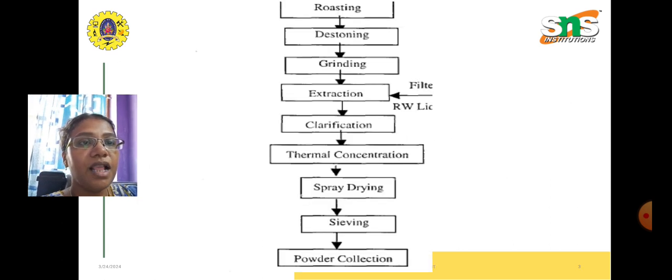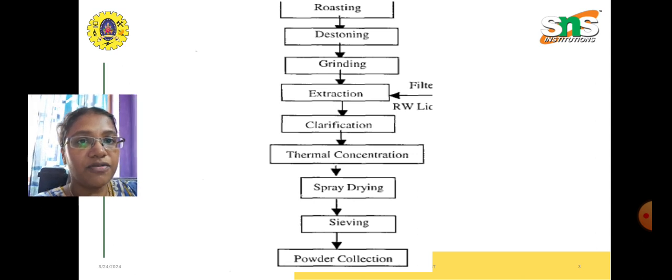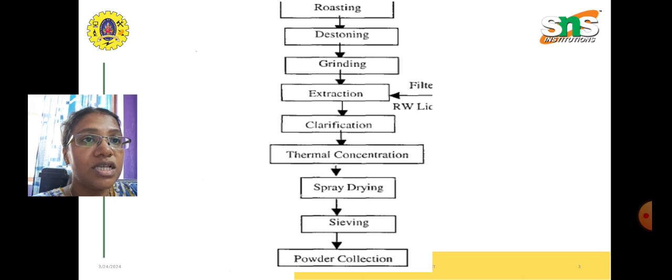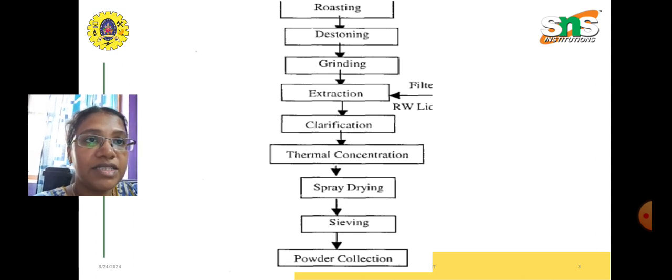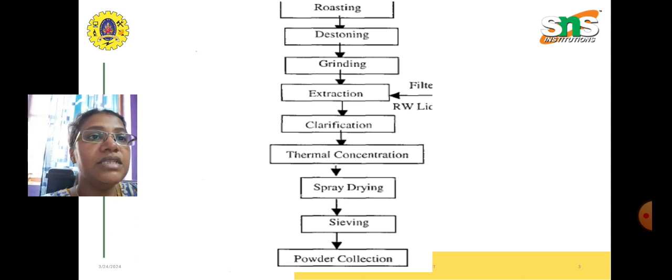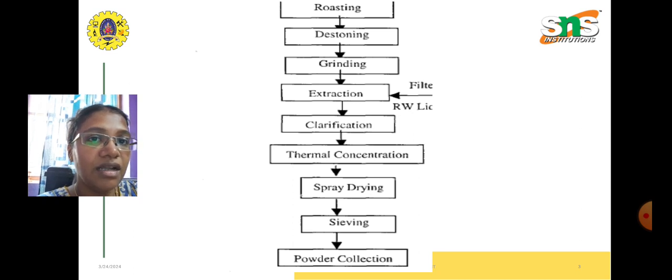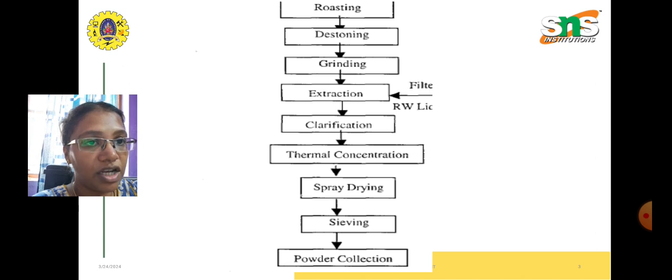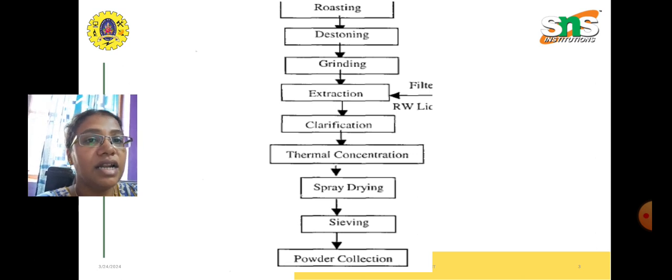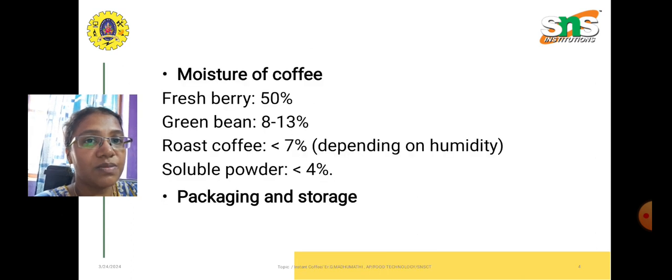So this is the basic flowchart of instant coffee manufacturing. Roasting is done for the coffee beans, then destoning, grinding the beans, extraction by using filter or RF liquid, and clarification. Thermal concentration is done for removal of the soluble solids and leaching out some other volatile compounds, and then it is spray dried and powdered. That powder is sieved and the powder collection is done.